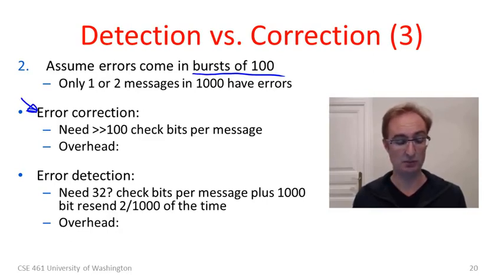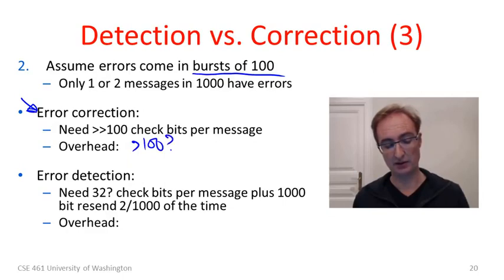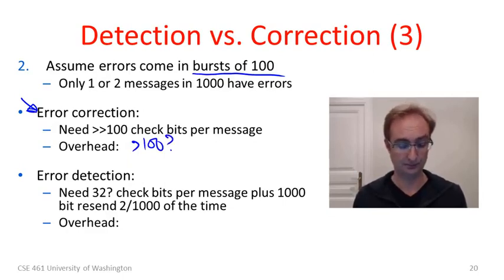If we use error correction, you've got to send the correction on every frame just in case it's in error. How many bits would we need? I don't know how many bits you'd need to correct an error that's that large, 100 bursts of 100 bits. Let's just say you need at least 100 bits of error correcting code to be able to correct 100-bit errors, probably a lot more.